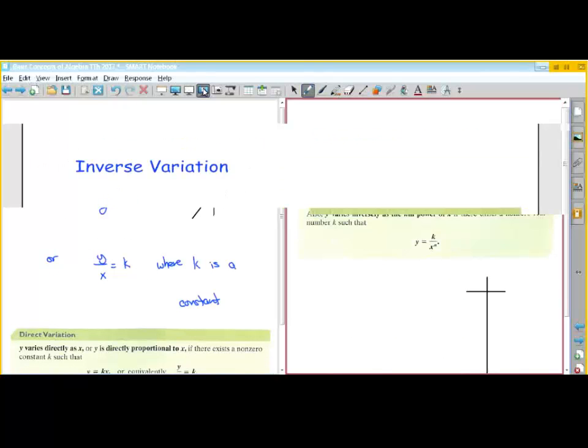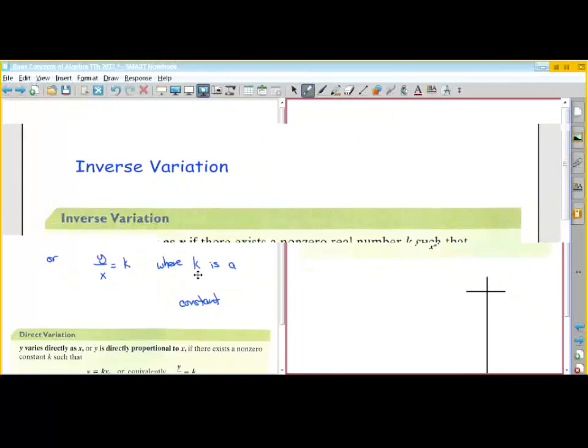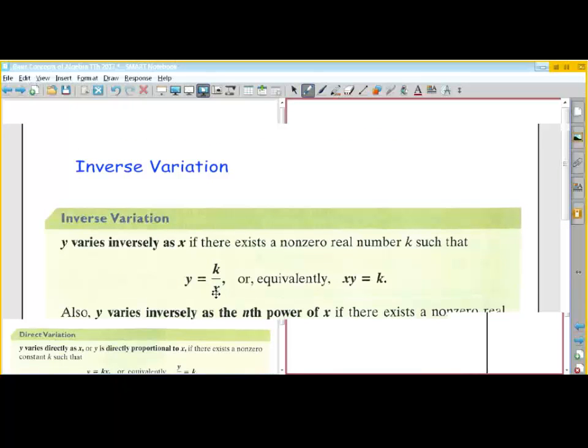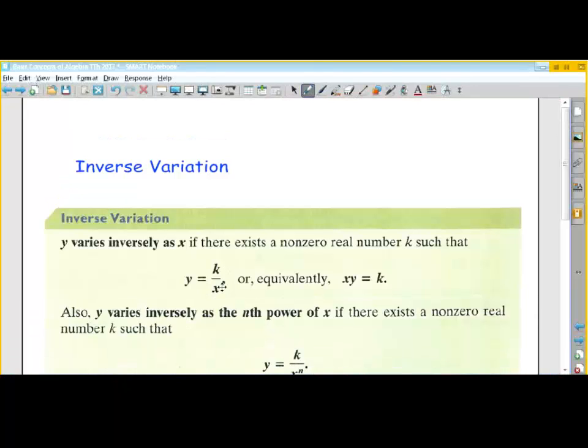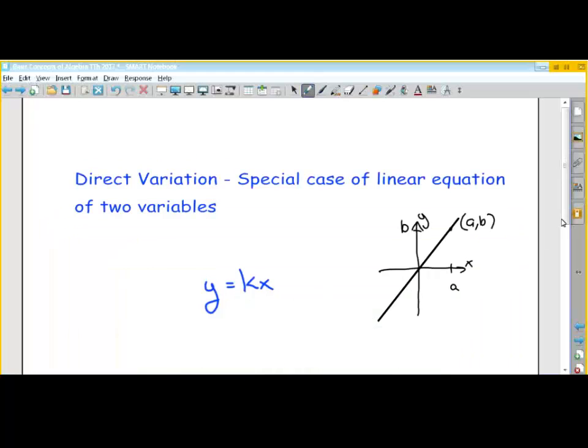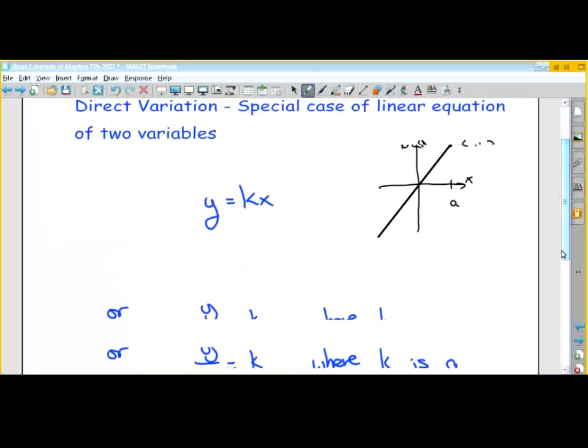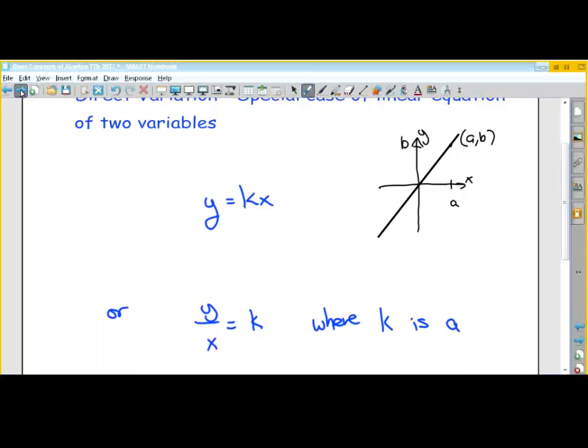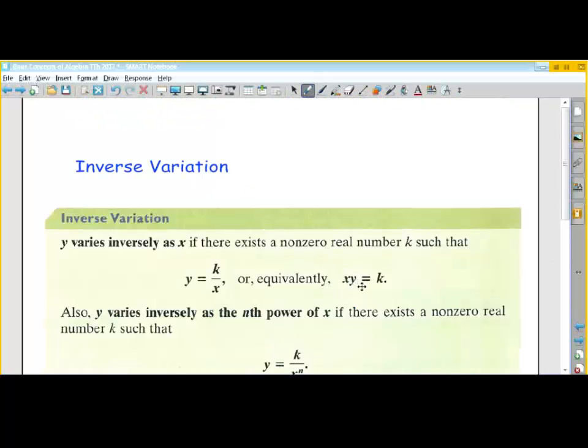And the other case is an inverse relationship. So instead of k times x, it's k divided by x. In the previous case for direct variation, the ratio of y and x was equal to k. In the case of an inverse relationship, the product of the two is equal to a constant.